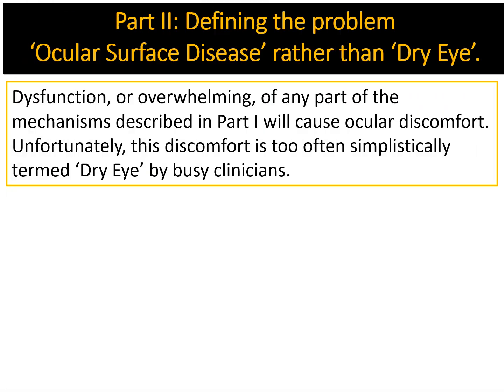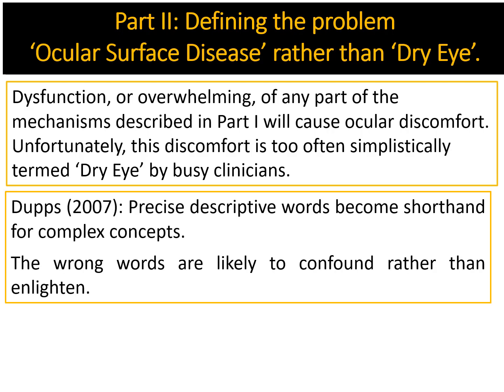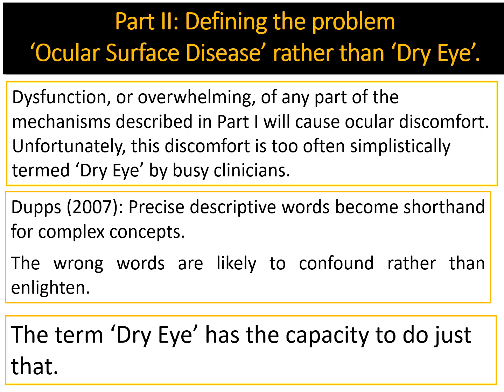So dysfunction or overwhelming of any of the ocular features described in part 1 will cause ocular irritation, often simplistically termed dry eye by busy clinicians. But the author Dupp said in 2007, precise descriptive words become shorthand for complex concepts. The wrong words are likely to confound rather than enlighten. And I would say the term dry eye does just that.